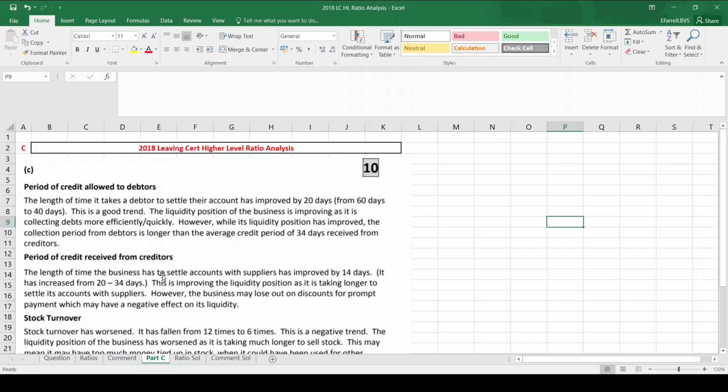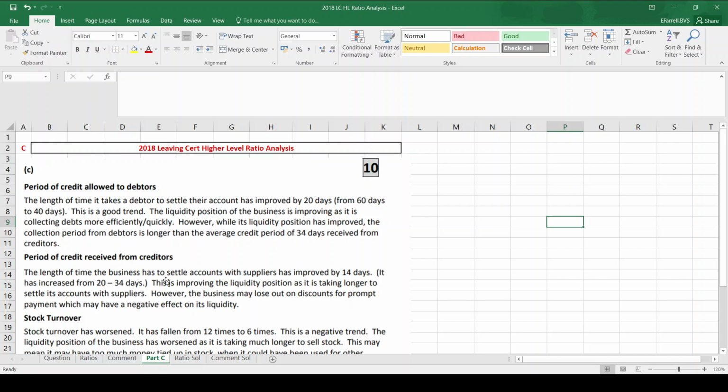Because you can see here the period of credit received from creditors. So the length of time a business has to settle accounts with suppliers, it has improved. It's gone from 20 days to 34 days. We have to pay them maybe 34 days now. This is improving the liquidity position, as it is taking longer to settle accounts with suppliers. However, the business may lose out on discounts for prompt payment, which may have a negative effect on liquidity. So we're getting more time to pay the creditors, but again, we might be missing out on some discounts because if you pay quickly, sometimes you get discounts.